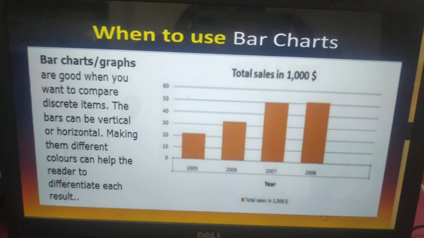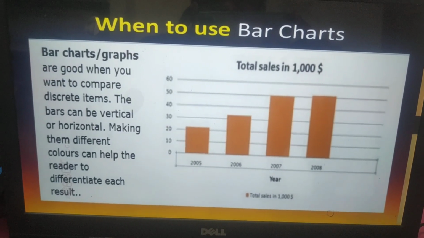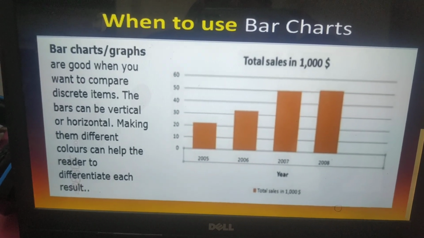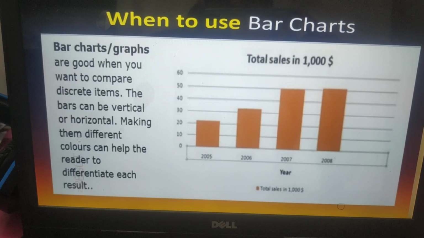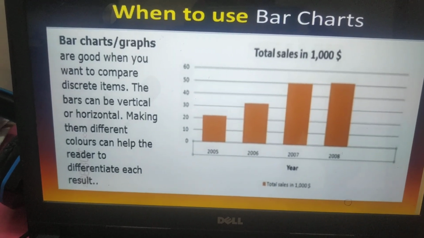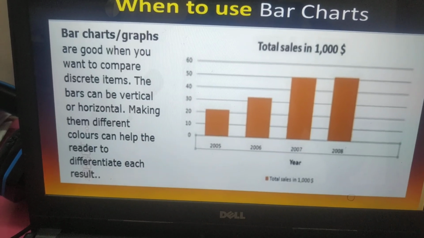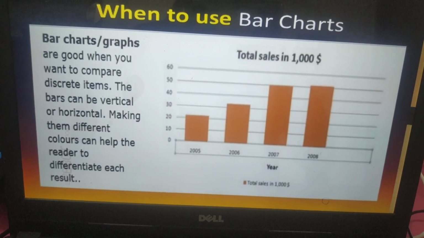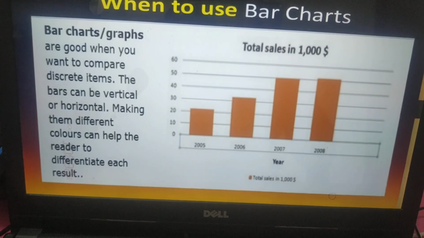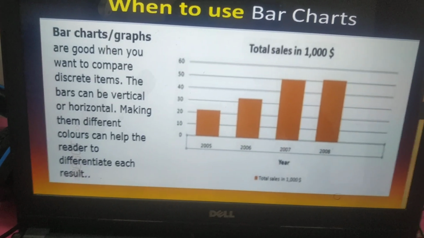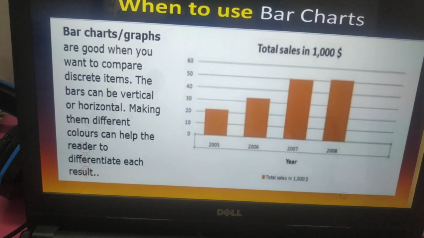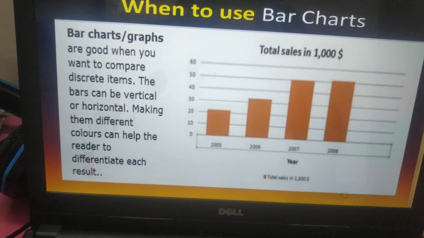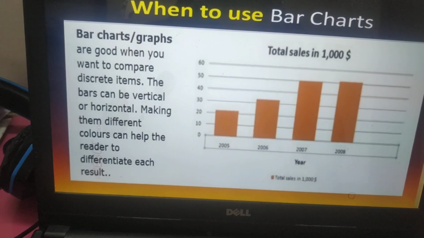When to use bar charts? Bar charts or graphs are good when you want to compare discrete items. The bars can be vertical or horizontal, and making them different colors can help the readers to differentiate each result. For example, I am taking data in the learning center of different crustaceans, starting from shrimps, prawns, and lobsters. So that is one year. So I have to present this in bar diagrams.